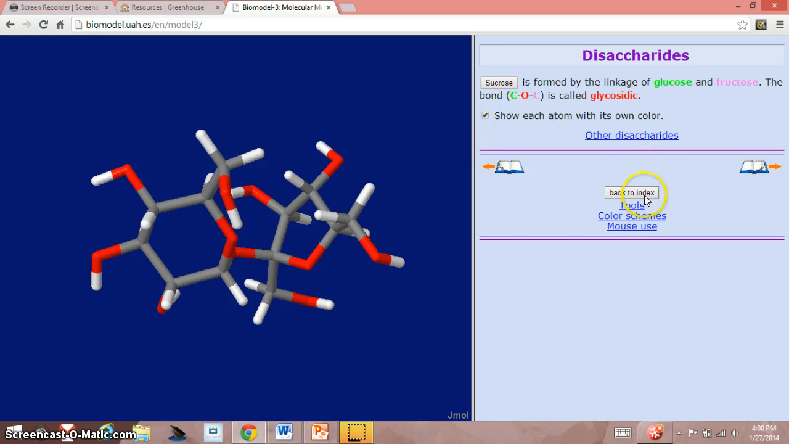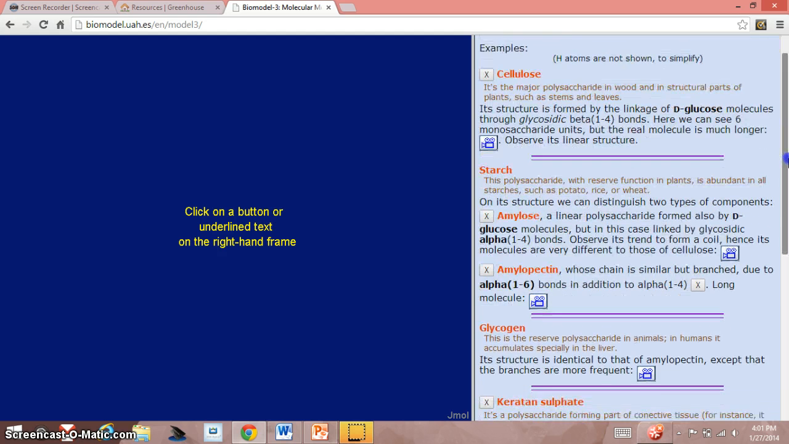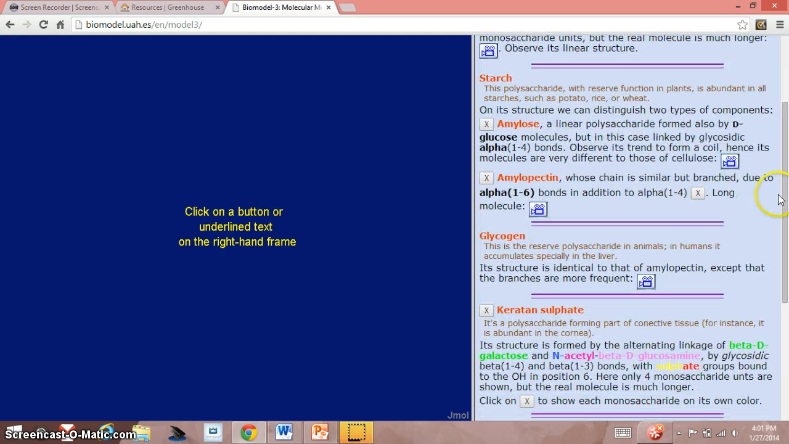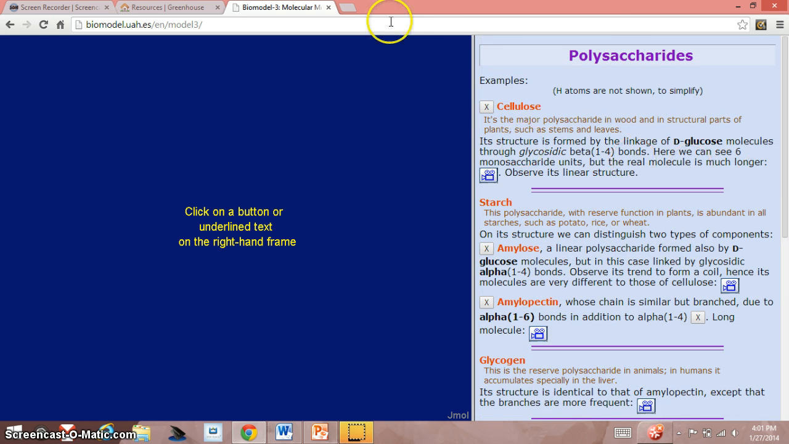All right, we're going to go back to the index and look at polysaccharides. Remember, poly means many. So the first ones we're going to look at are cellulose, amylose, and glycogen. And if we read here in the stuff at the side, we see that cellulose, its structure is formed by the linkage of D-glucose. Don't worry about the D, just know that they're glucose molecules. And then if we look down at amylose, we see that it is also formed by D-glucose. And glycogen is also made of glucose monomers. So why is it appropriate to call each of these polymers?